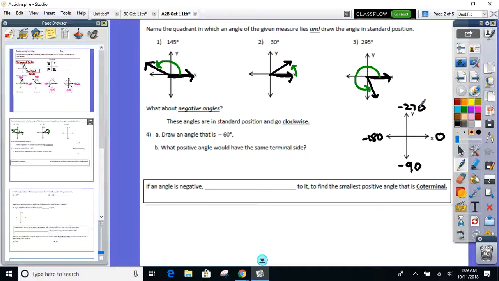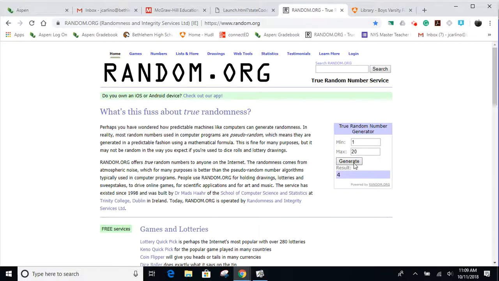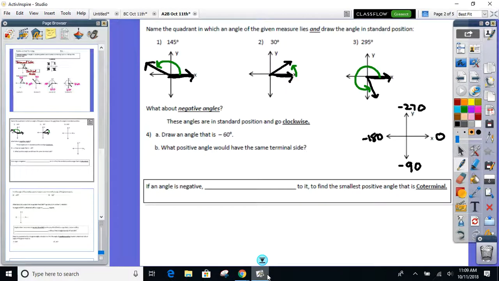So can you draw me an angle of negative 60? What quadrant should I be in? Here you go, 4th quadrant. Closer to negative 90 or 0? Negative 90. So here you go, everyone. Draw your initial side in, still on the x-axis. Terminal side, 4th quadrant.